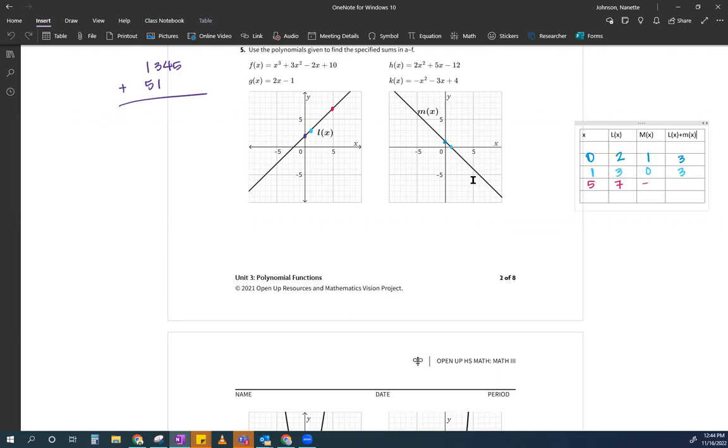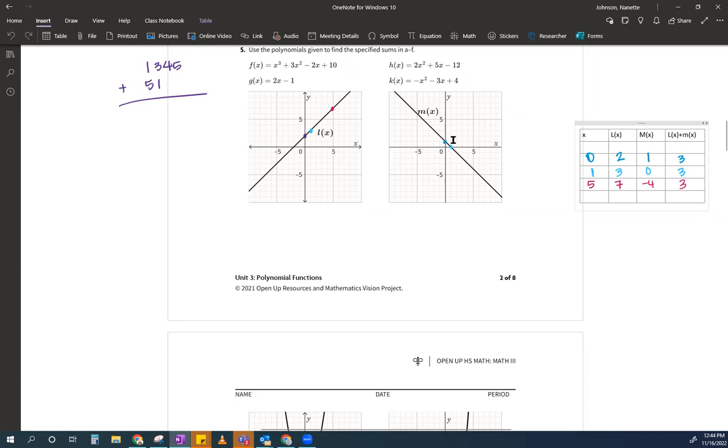I agree. Ms. Johnson, it looks like I found a pattern. Yeah, you found a pattern. Very good. So some of you now see the pattern. If you wanted to prove it, you can find the equation of this line, which you know how to do, slope-intercept form, y equals mx plus b, find the equation of this one, and then just add them together, okay?